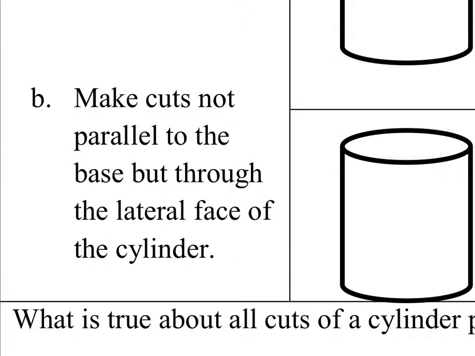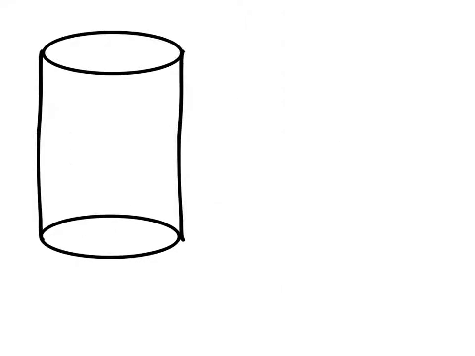All right, the next part is to make cuts not parallel to the base, but through the lateral face of the cylinder. Here we go. Now there are lots of different shapes we can make about this actually, but let's look. Not parallel means that we've got to slant this thing just a little bit at least. So if I cut this at some kind of angle, in fact, let me exaggerate that even a little bit more. I'm going to start at this point with my razor blade and cut it all the way to the top up in here.